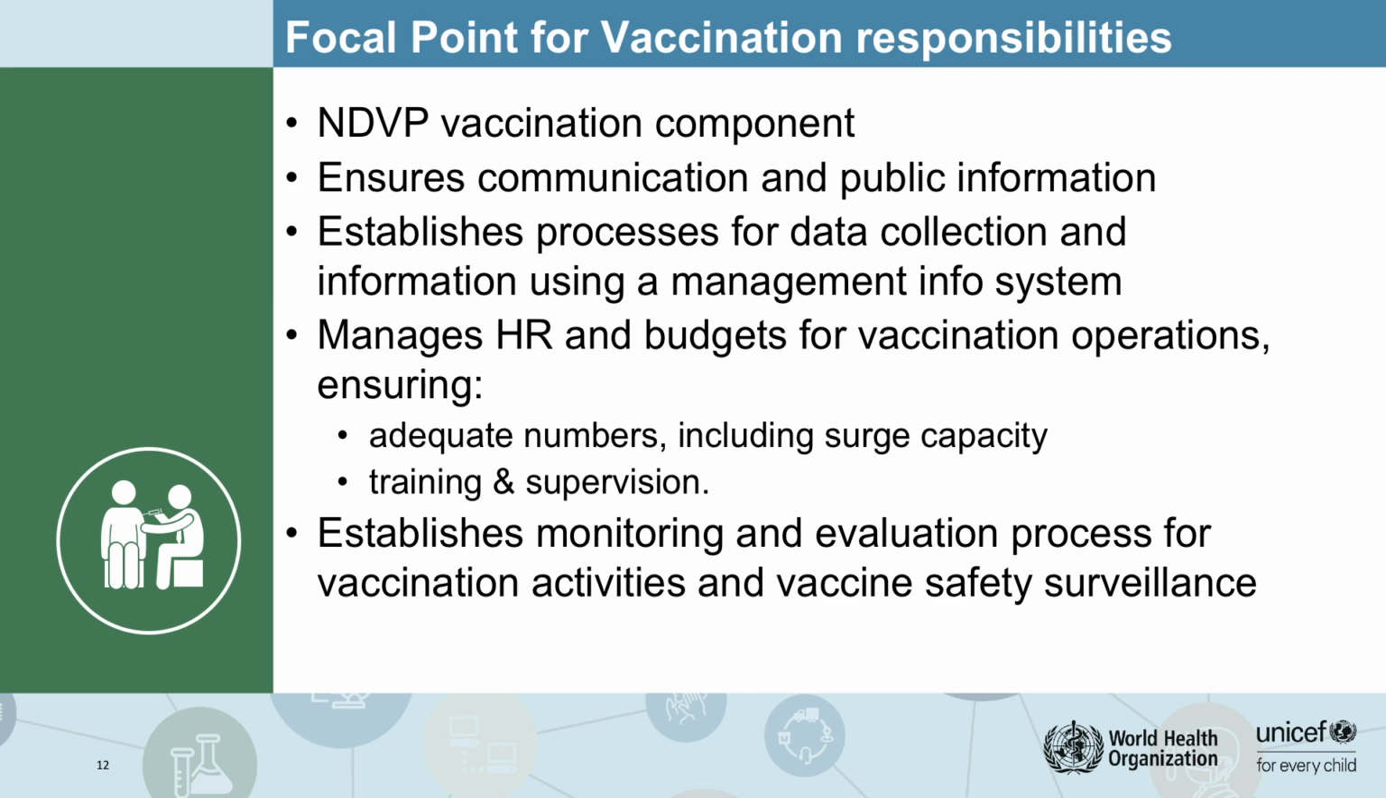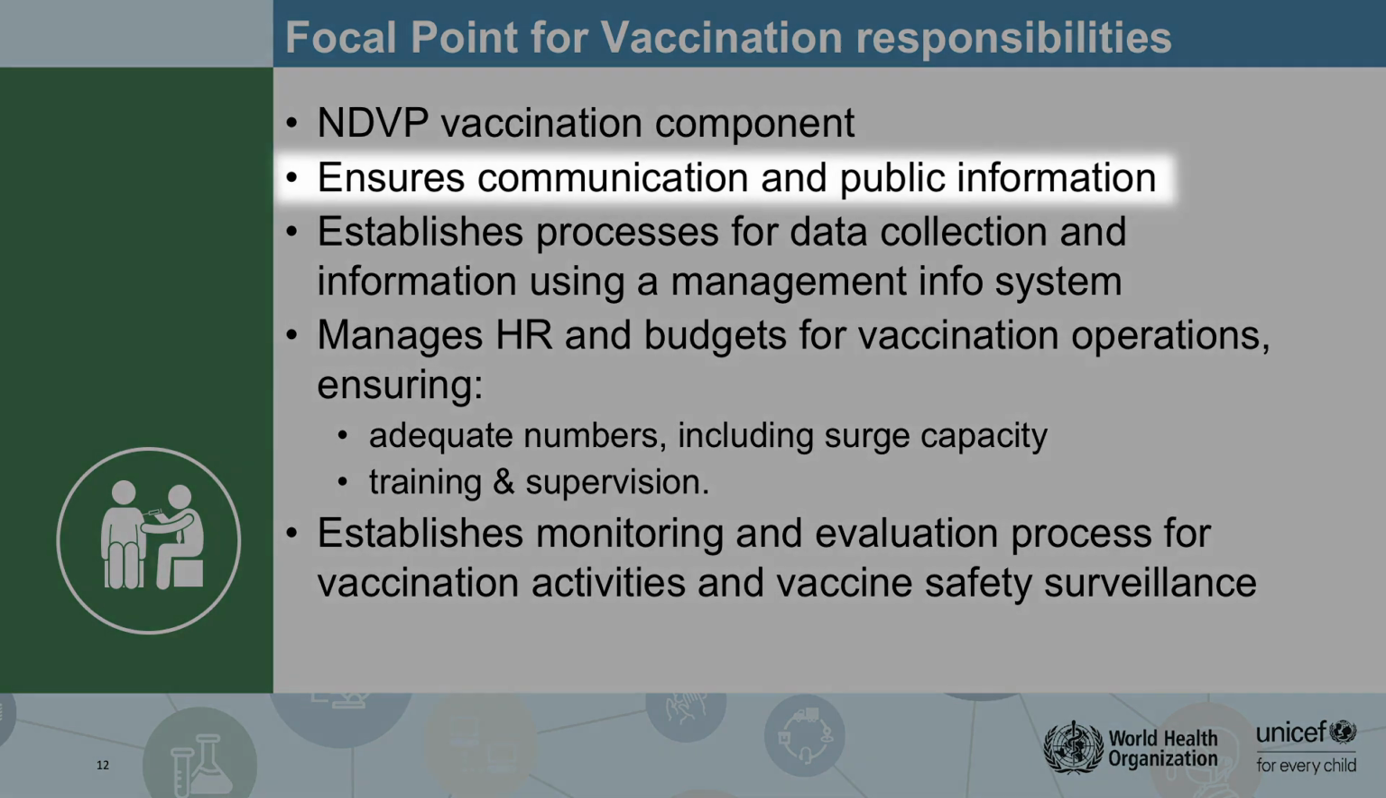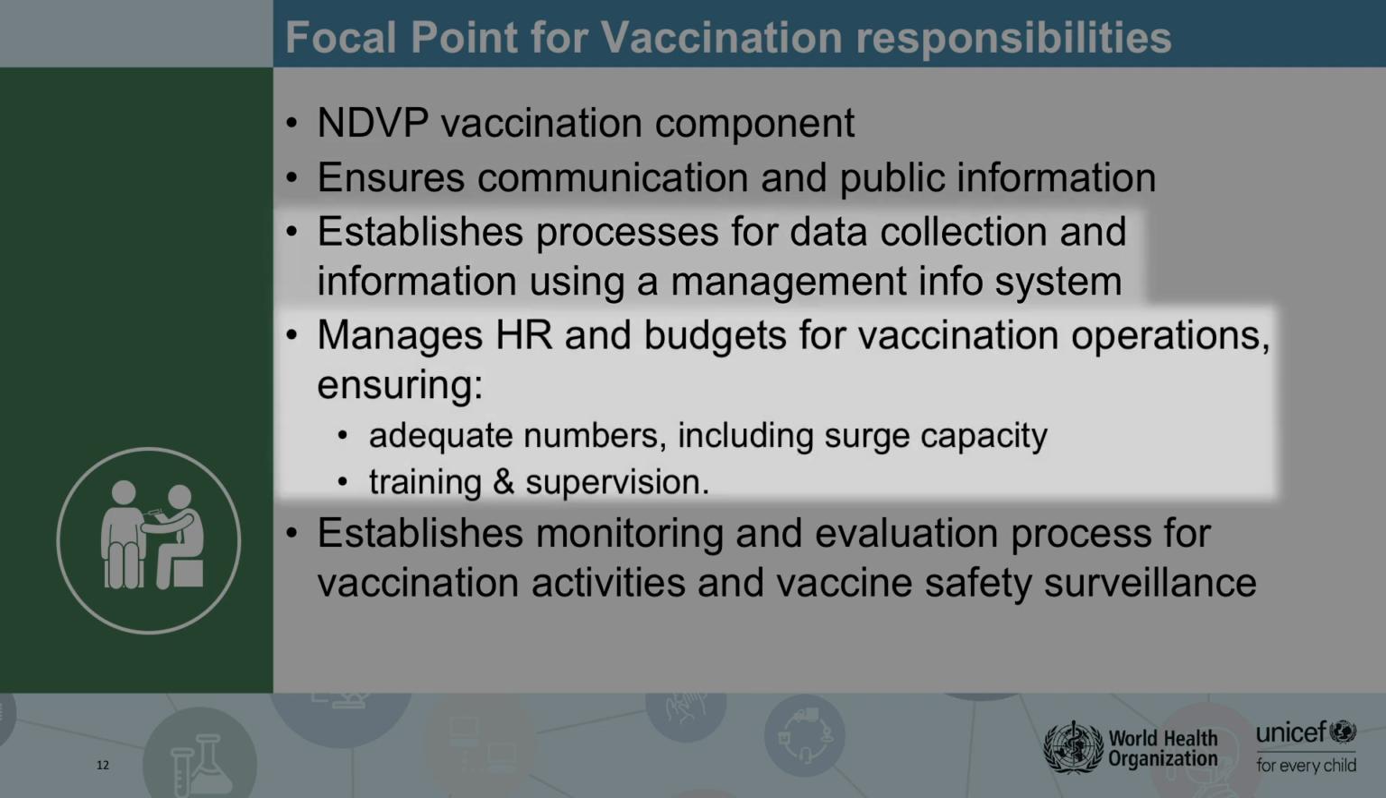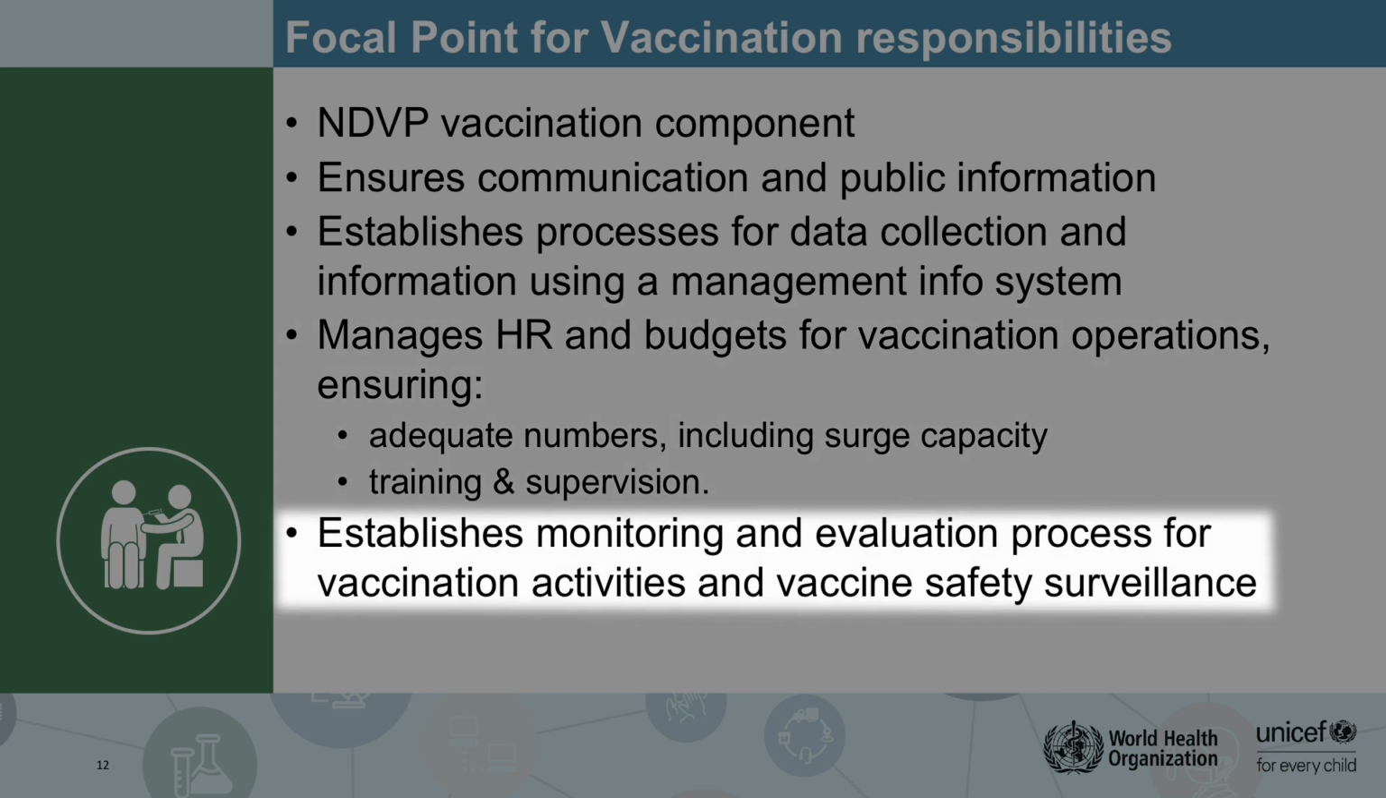The focal point for vaccination responsibilities. The focal point for vaccination ensures communication and public information. He establishes processes for data collection and information using a management information system. He manages human resources and budgets for vaccination operations, ensuring adequate numbers, including surge capacity, training and supervision. Finally, he establishes monitoring and evaluation process for vaccination activities and vaccine safety surveillance.